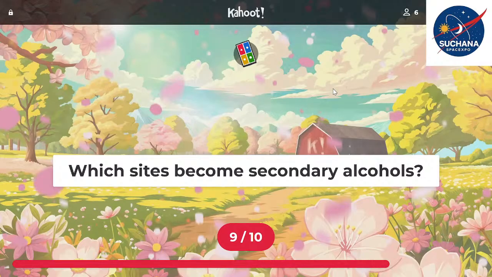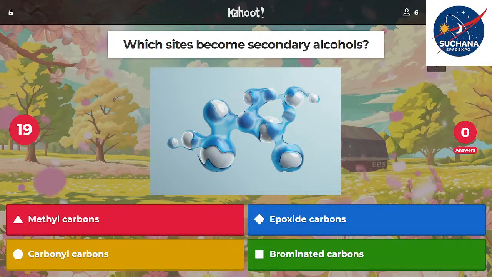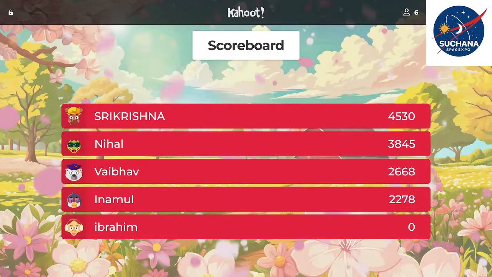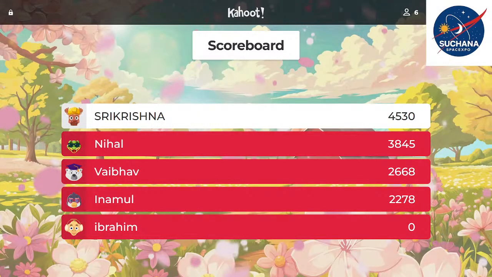Which sites become secondary alcohols? A. Methyl carbons, B. Epoxide carbons, C. Carbonyl carbons, D. Brominated carbons. No one selected the correct answer. It is epoxide carbons. Leaderboard, please, computer. Still the same. Next question on your screens.